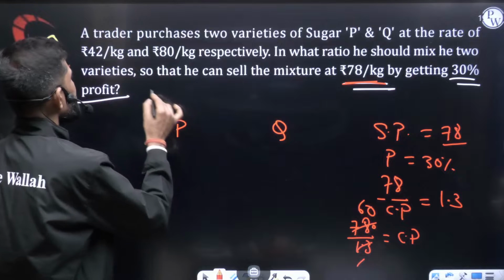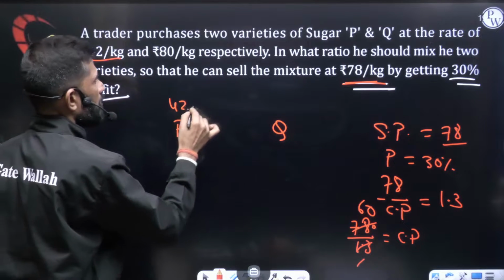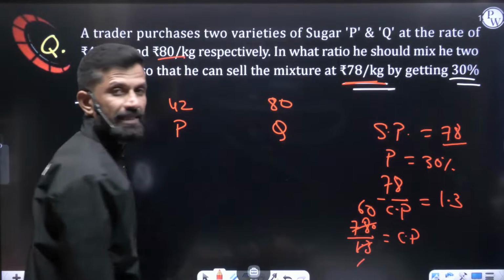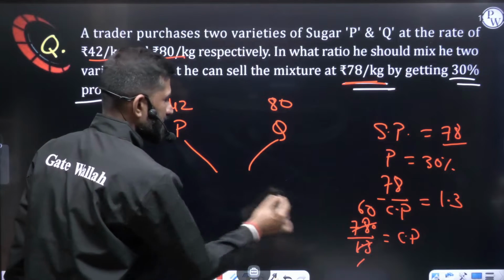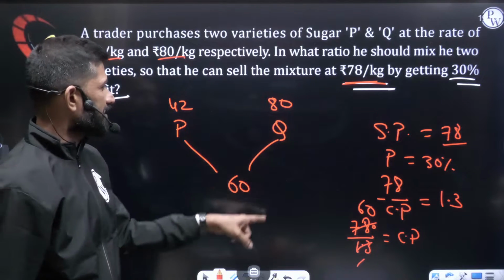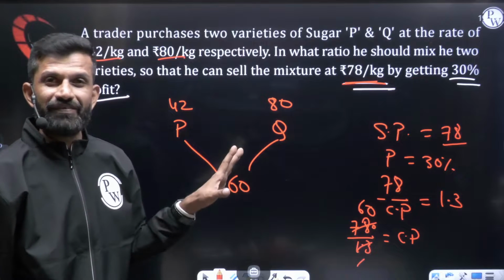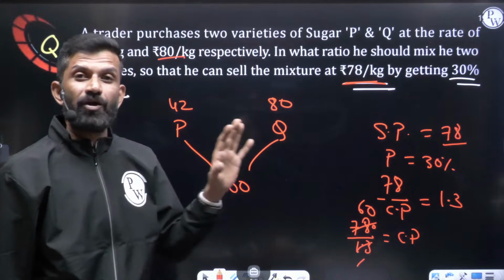P rate is given as 42 rupees per kg. Q rate is given as 80 rupees per kg. We should convert this to 60 rupees per kg. See, all three are the cost price, not different things. These three entities should always be the same.